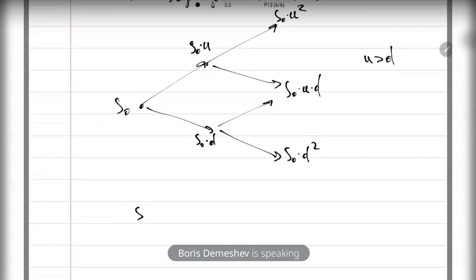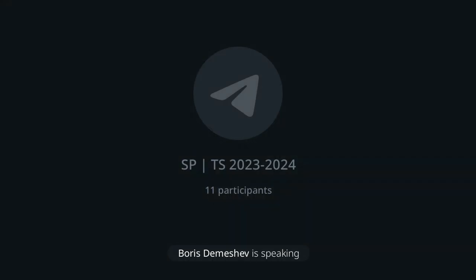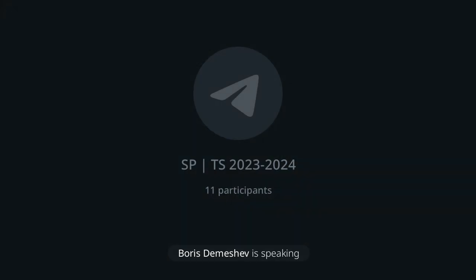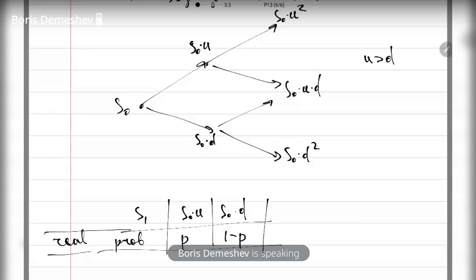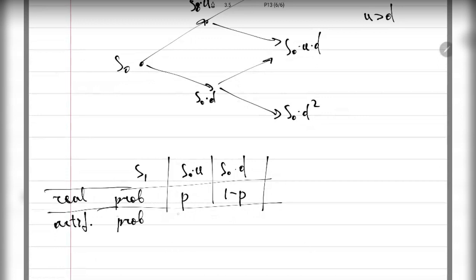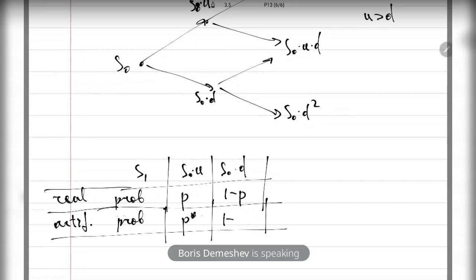So S1 is a random variable. S1 has two possible values, S0 times U, S0 times D. Probabilities are, let's say, P and 1 minus P. So these are real world probabilities. There will be artificial probabilities, let's say P star and 1 minus P star. And that's the black magic.